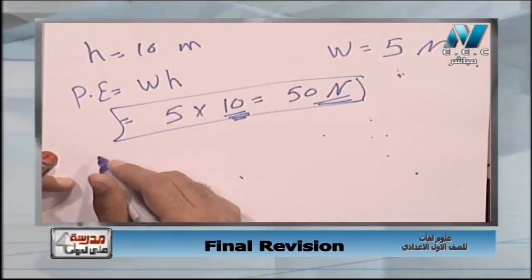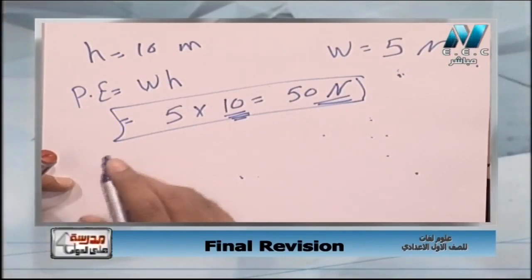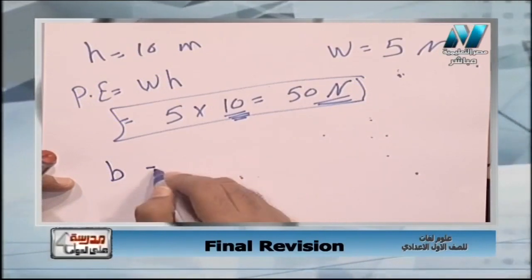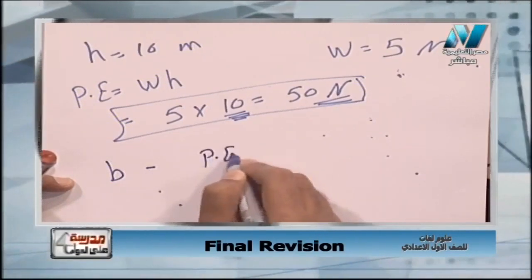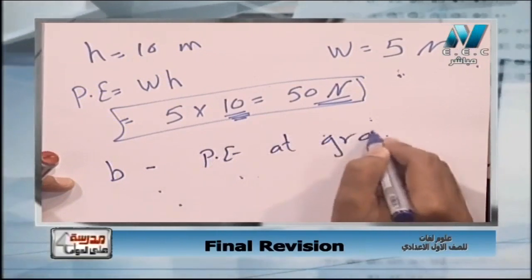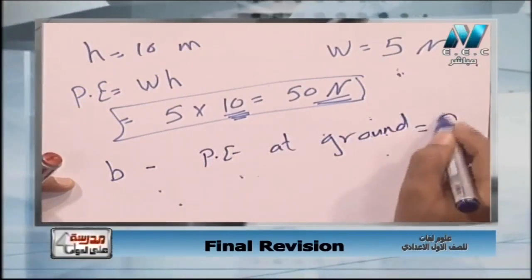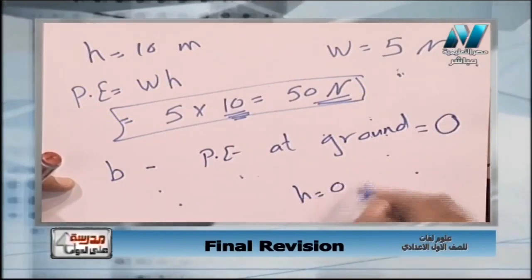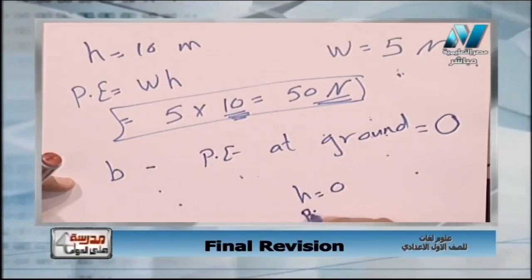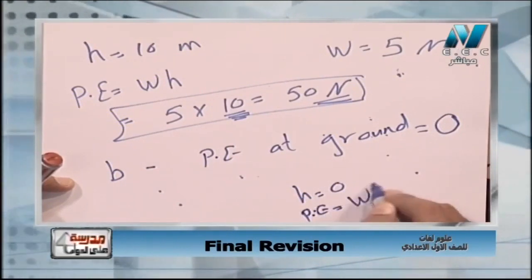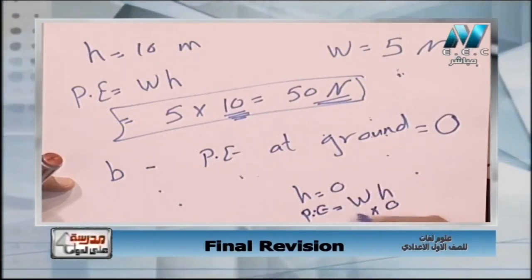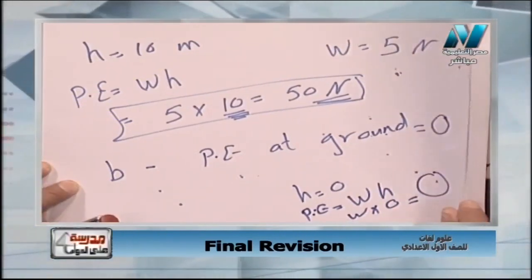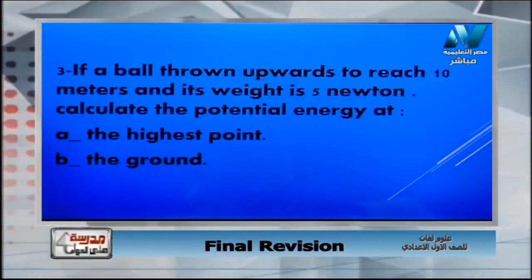But now he asks me about the potential energy at the ground. What does it equal? Yes, it equals 0, because height equals 0. So potential energy equals W times H, H equals 0 times weight, so it will be 0. Another question.